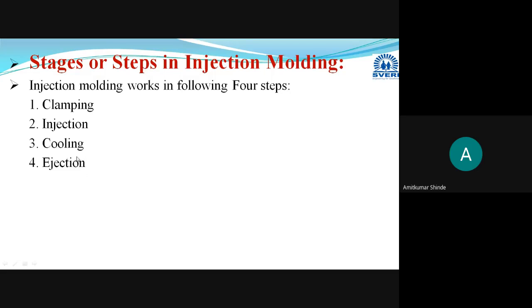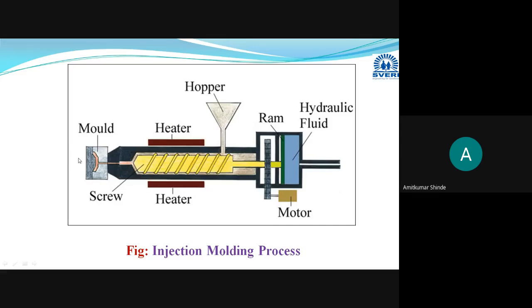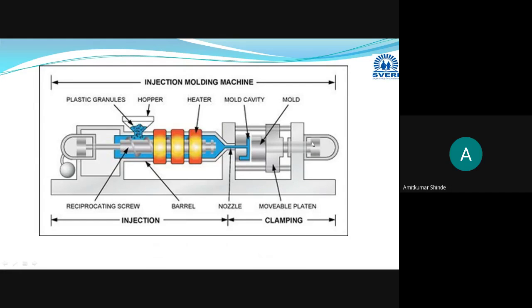I will explain it one by one. The first stage in the injection molding process is clamping, then injection, cooling, and ejection. One by one, I will now explain it with the help of these two diagrams. Now, where is clamping necessary? Before actually starting this process, here I have highlighted in this diagram, here we require the clamping.